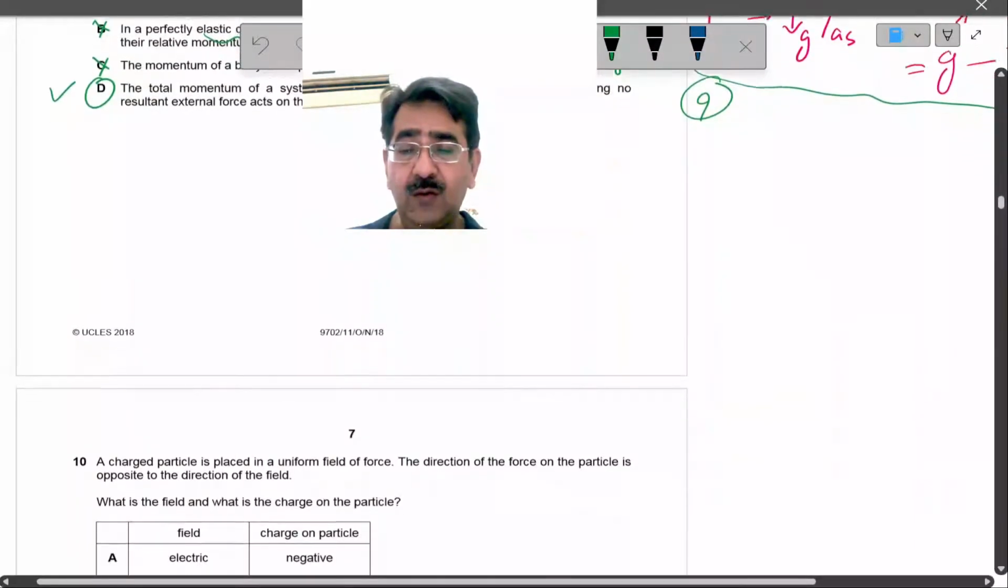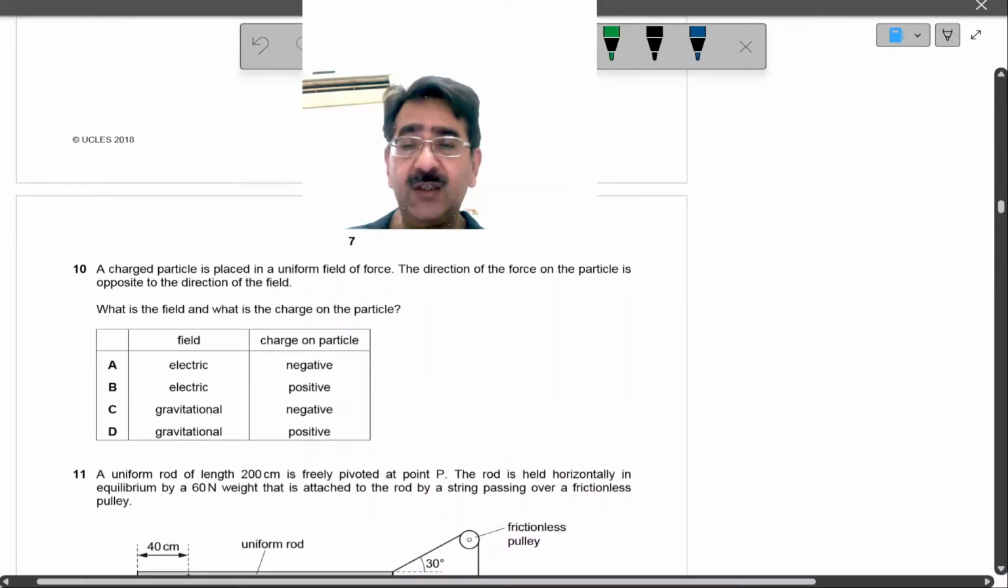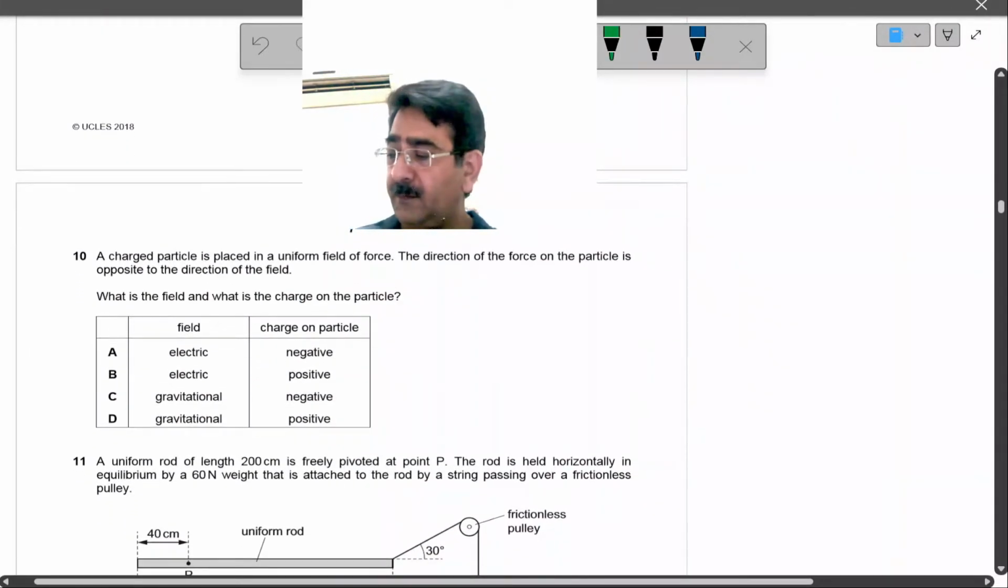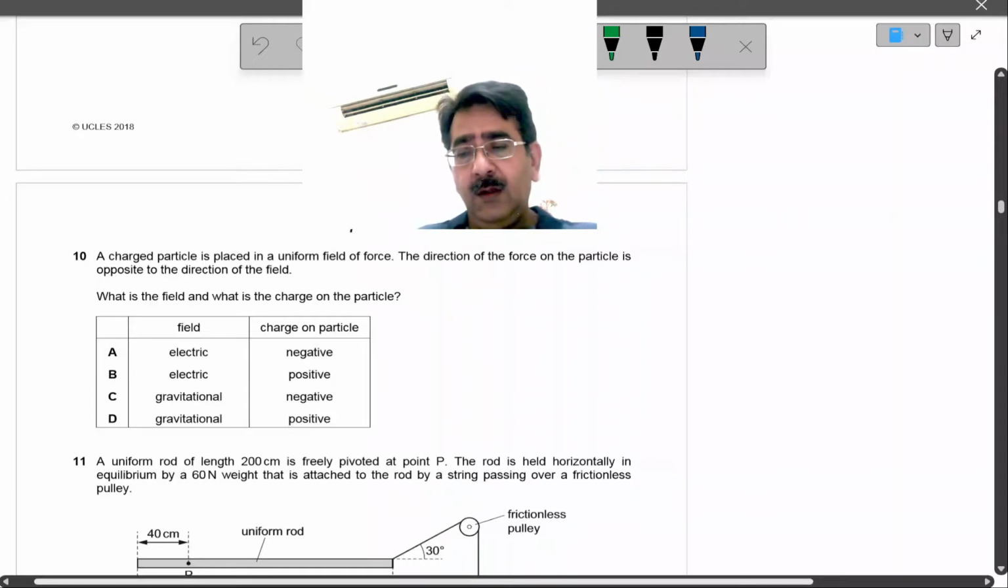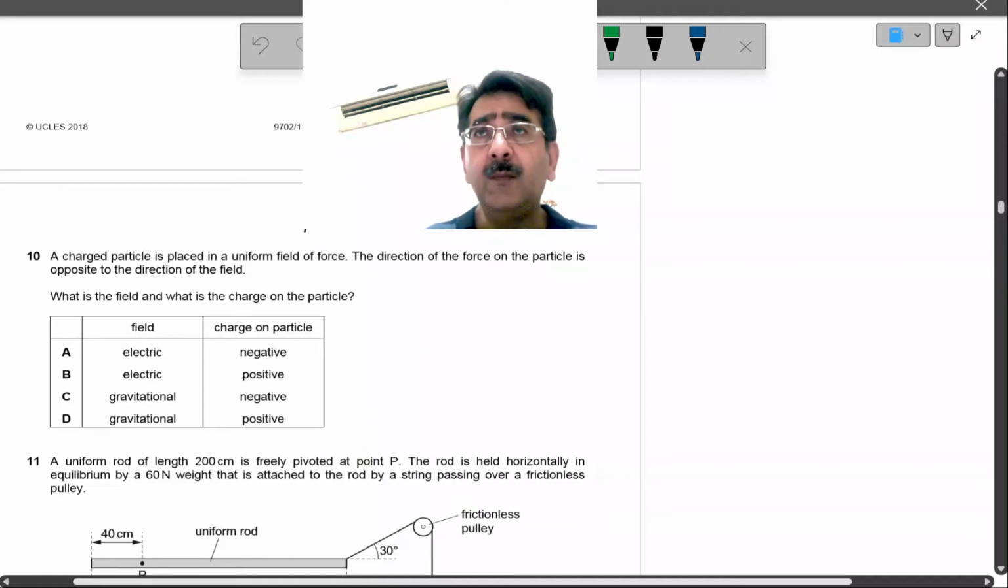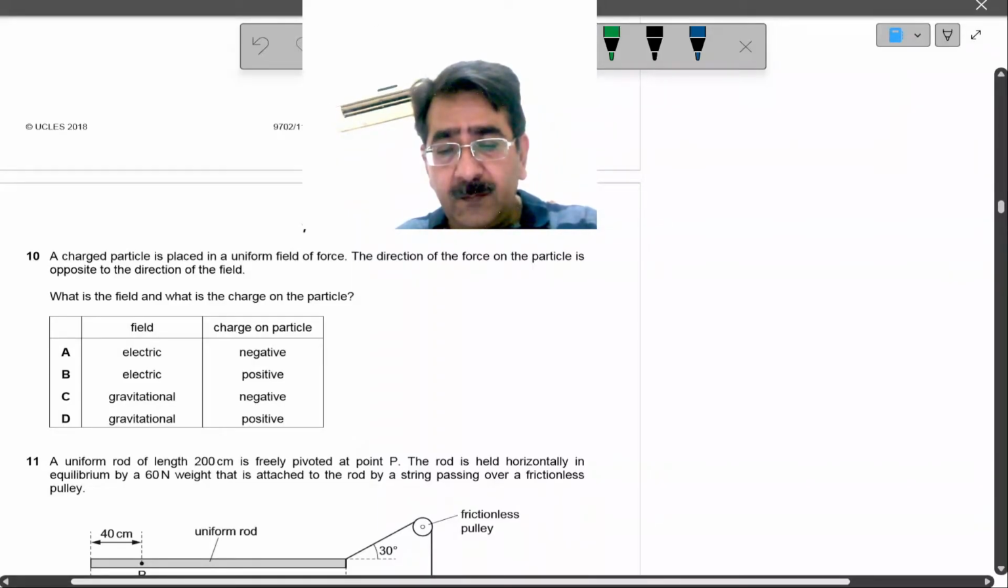Now move toward question number 10. The question number 10 is: a charged particle is placed in a uniform electric field. The direction of the force on the particle is opposite to the direction of the field. What is the field and what is the charge on the particle?